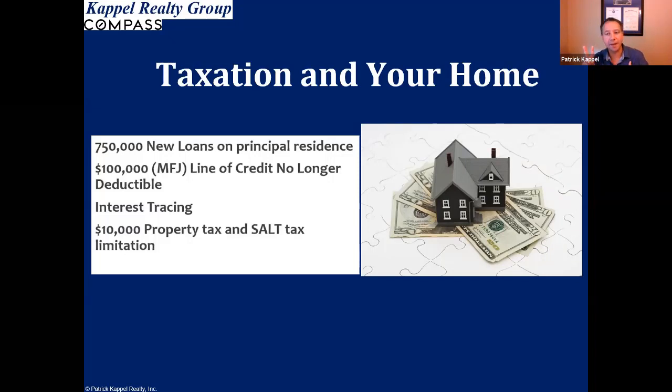So what do I mean by that? If I pay $10,000 to the state of California as an income tax payment, now I'm already capped out on the amount of state and local taxes that I can write off on my federal return, which means my real estate taxes, I can't write off on my federal return at all. I can still write it off on my state tax return, but not my federal.